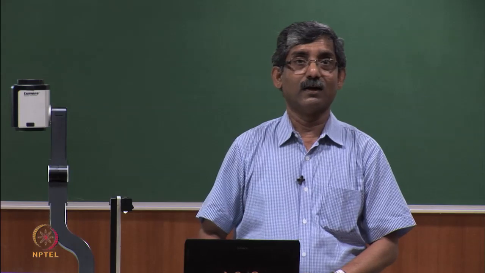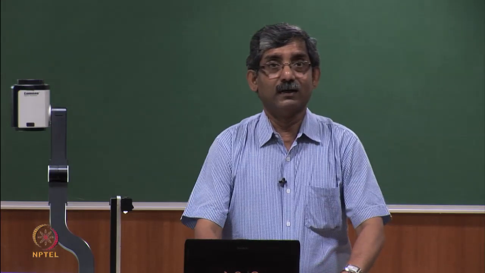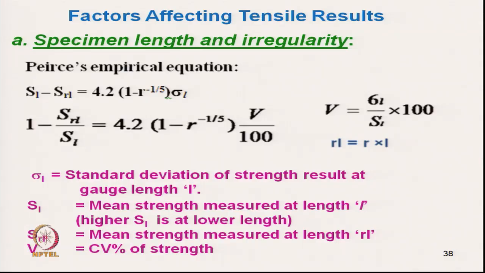Now, here Peirce has given an empirical equation. He has derived an empirical equation which shows the effect of specimen length on strength. Now, let us see carefully here.